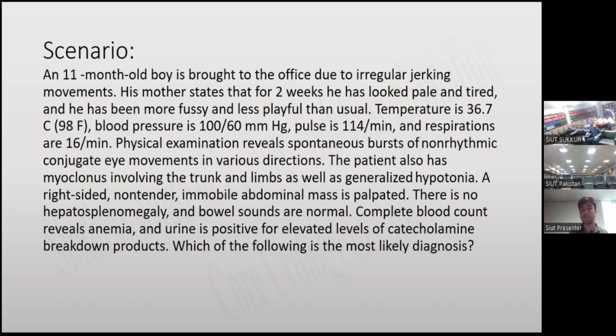Digital examination reveals spontaneous bursts of non-repeatable movements in various directions. The patient also has involvement of the tongue and the lips, as well as generalized swelling. A right-sided, non-tender, immobile abdominal mass is palpated. Blood tests show anemia, and the urine is positive for elevated levels of catecholamines.